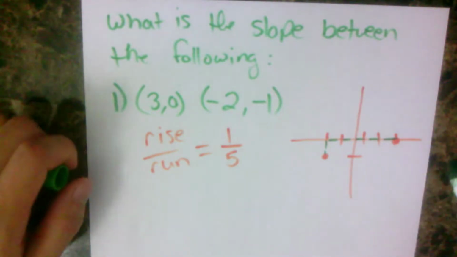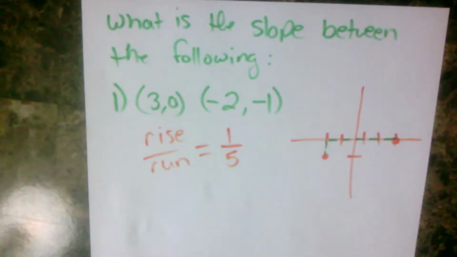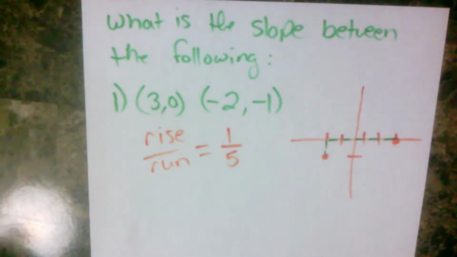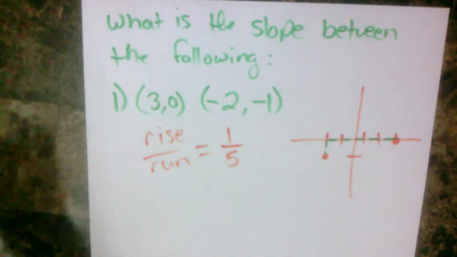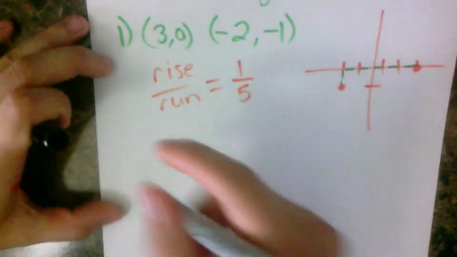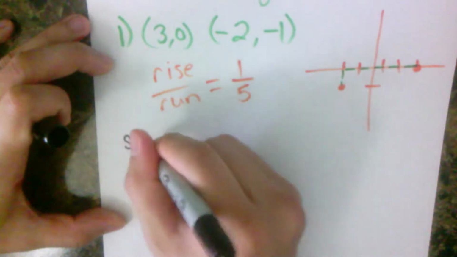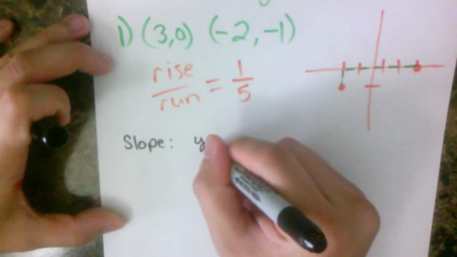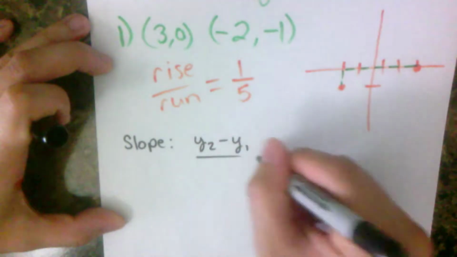Okay? The mathematic way to do this, however, and this is just a formula that you can memorize for the test. Well, honestly, you should probably memorize in general. It's a pretty easy one, and it's useful. Here's the slope formula, okay? And you're definitely going to get this. So the slope formula is called y2 minus y1 over x2 minus x1.